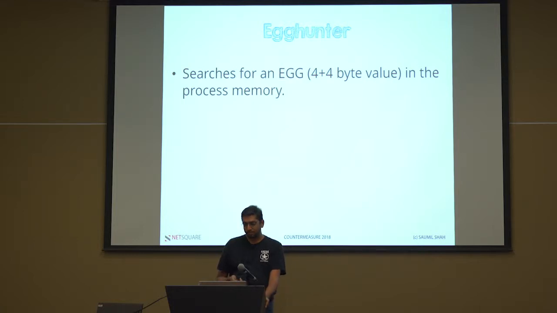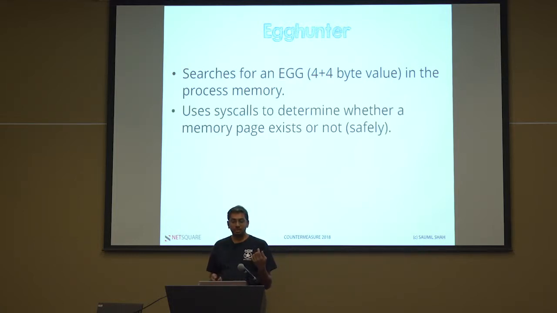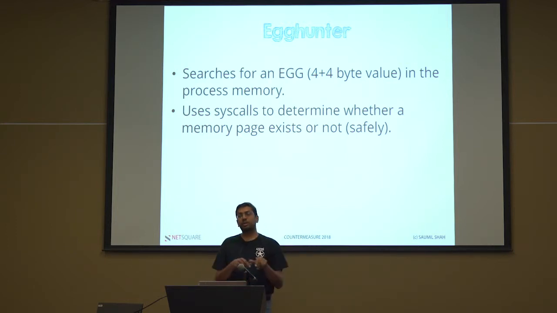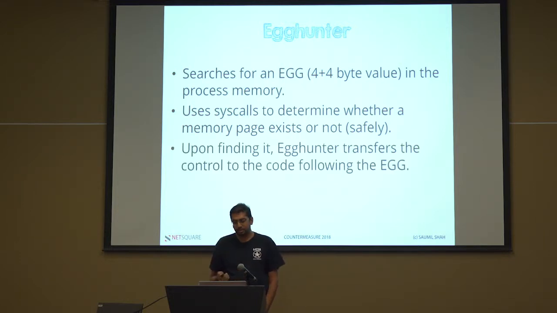It's a generic technique. The egg hunter uses syscalls to determine whether memory pages exist or not. So you're traversing through process virtual memory, page after page. All of a sudden, you land in an unmapped memory region. If you try to dereference it in user land, you're going to seg fault your own self, which isn't cool. So you do a syscall to see if the page exists or not, using some innocent syscall, which returns either ENOMEM or success. And then once you find the page, you scan it, see if the egg's there, and then transfer control.